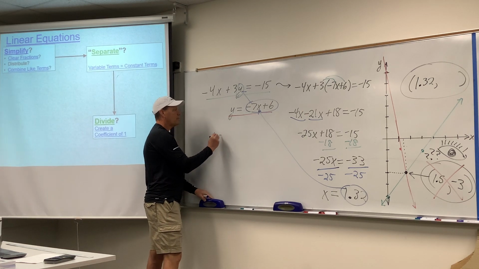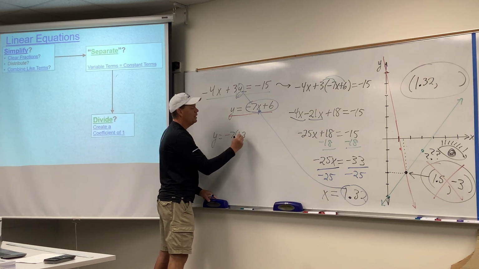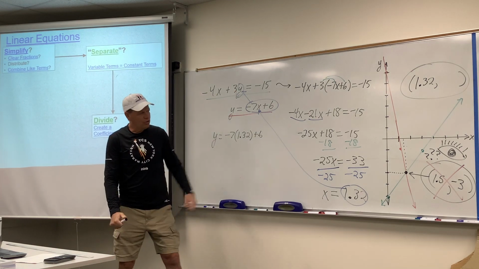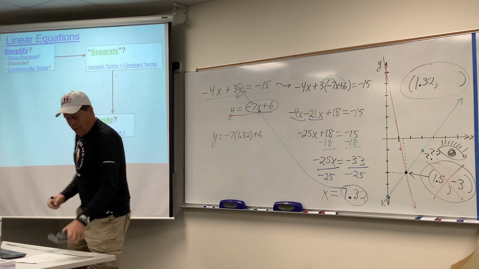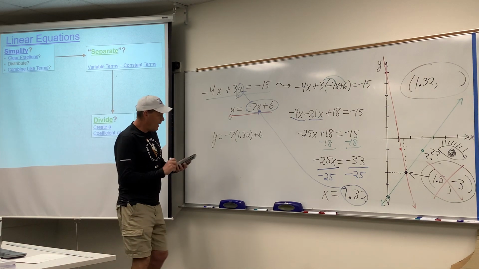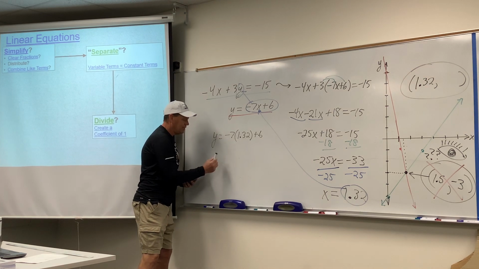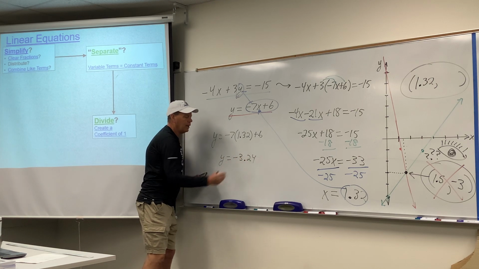So we will put 1.32 in for x in that bottom equation. We could have done the top one. It should give you the same number, right? It's the same number on both of them. And so then that 1.32 times negative 7, and then add the 6. I did both steps. And it turns out that y equals negative 3.24.